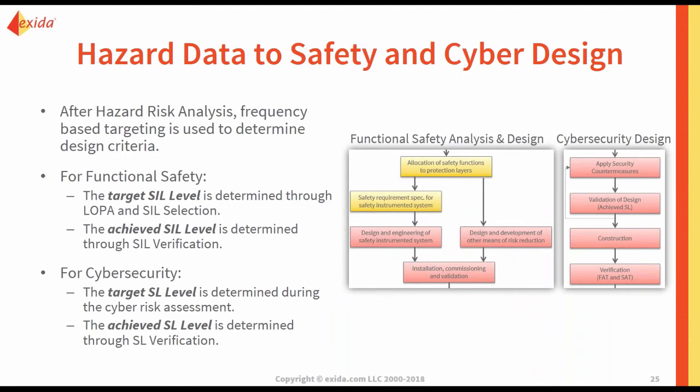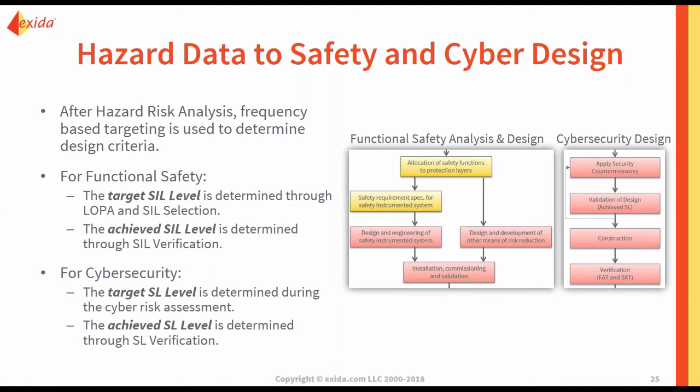So for functional safety, we have a target SIL level that is determined through LOPA and SIL selection. The achieved SIL is determined through SIL verification. For cyber, it's a little different. Your target SL level is determined during your cyber risk assessment when you determine the risk. And then the achieved SL level, again, that's security level, is determined through SL verification, which is your frequency-based targeting. So you can see how this design phase is pretty similar.